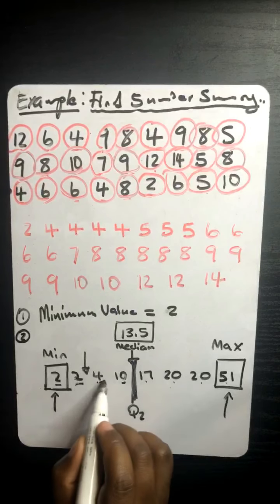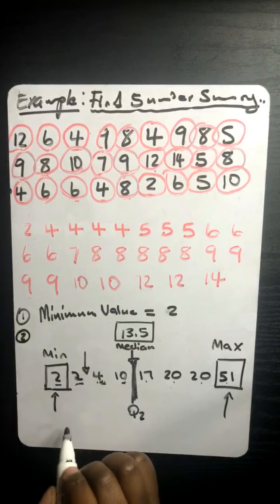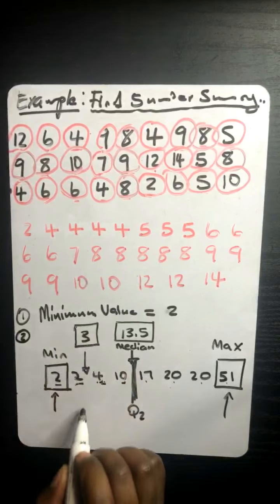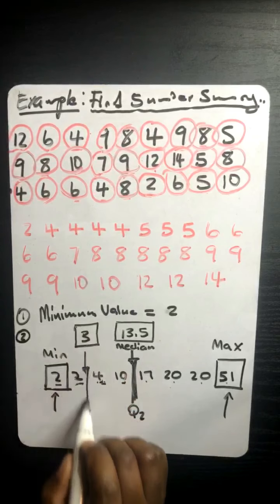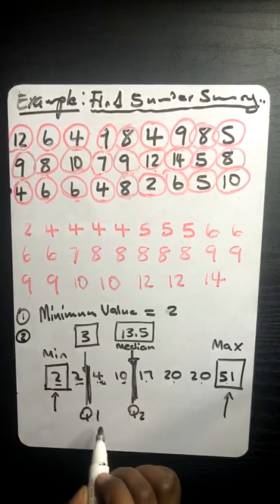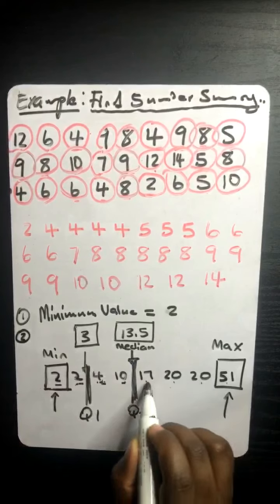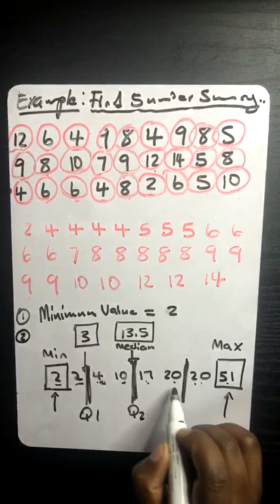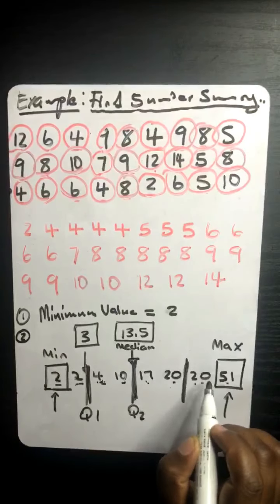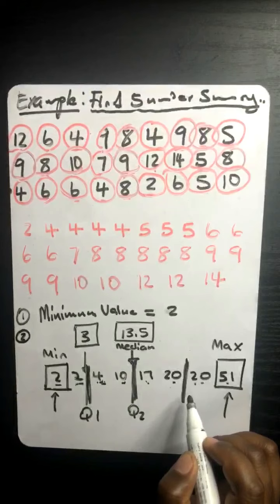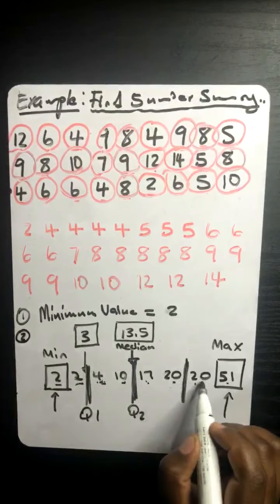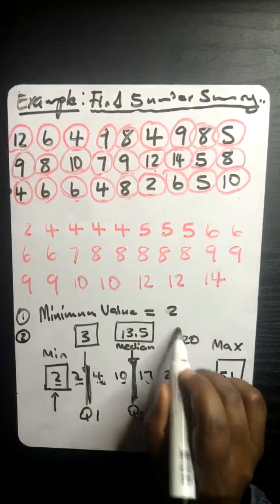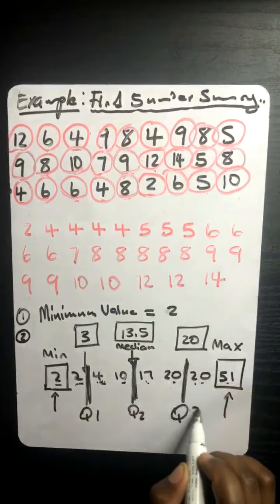So that means 2 plus 2 is 6, divided by 2 is 3. So that means your Q1 is actually 3. Then for the other half, the value in between, you need to add this plus that and divide them by 2. I think you're going to get 20 there, because this plus this is 40, divided by 2 is 20. So that means you have 20 as your Q3.